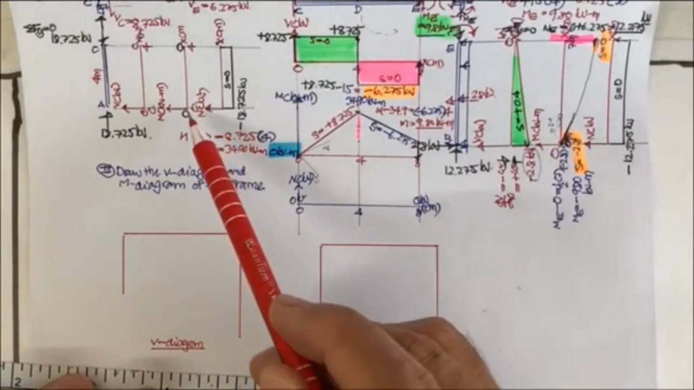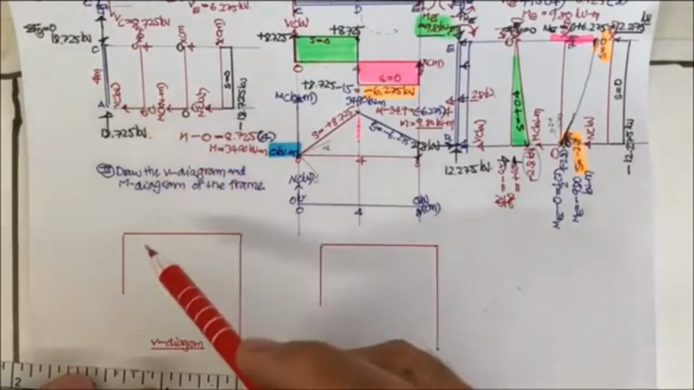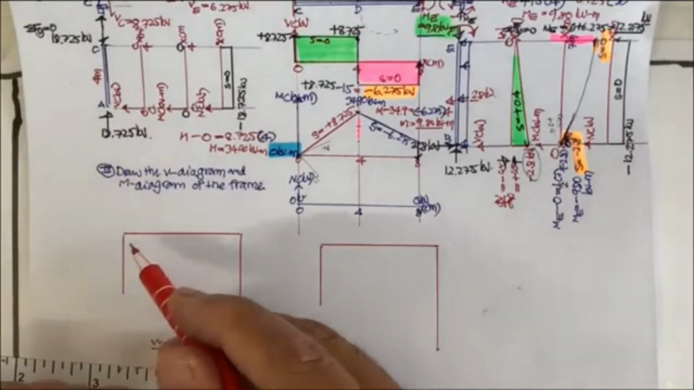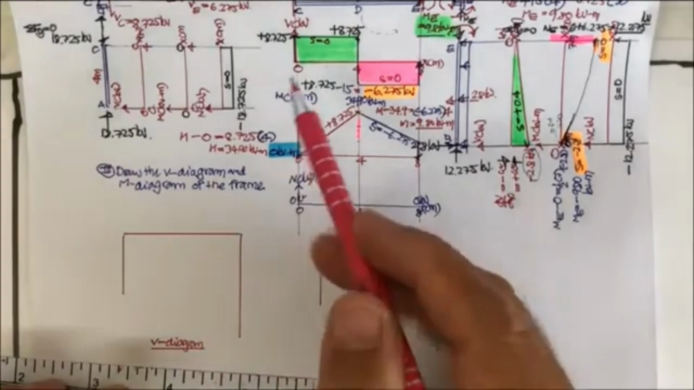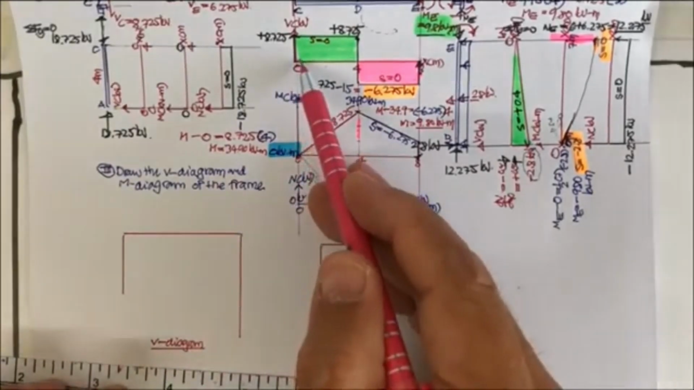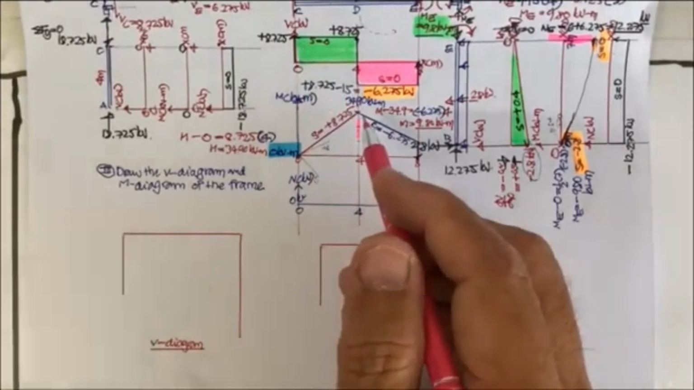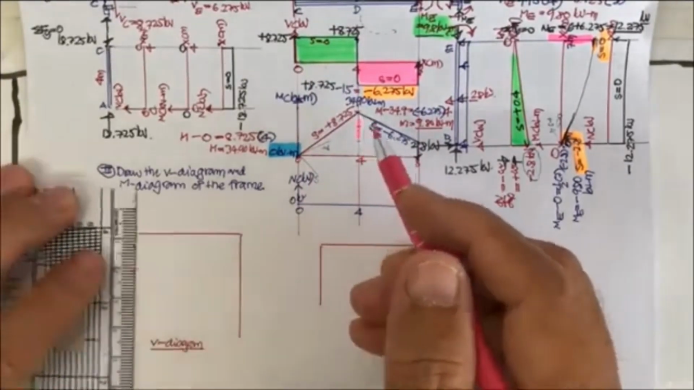And if you put this one, you start with the shear diagram of this. The column AB has no shear force, so it is 0. And then we have this for 8.725. So let's put this one with the scale of 1 kilonewton per millimeter.